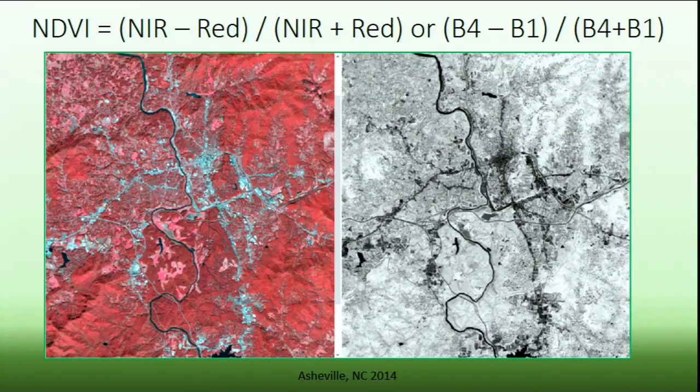Here's an example, this is Asheville, North Carolina. This NAIP image, the 4-band NAIP, is on the left. And then you can see on the right that we have a grayscale image. And let's see if I can.